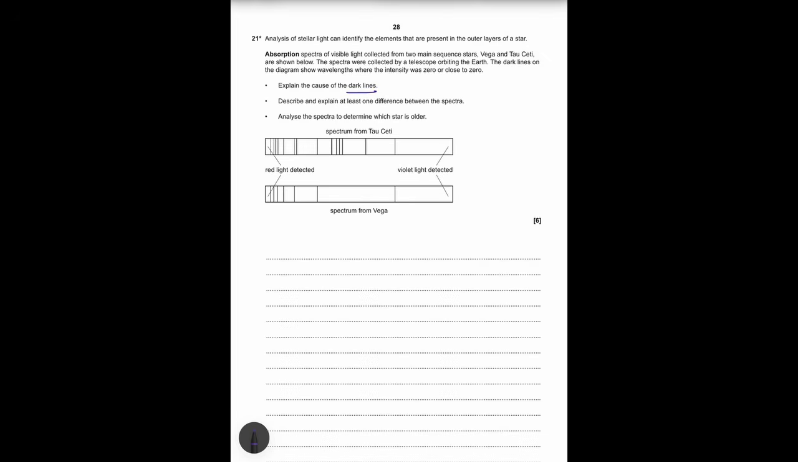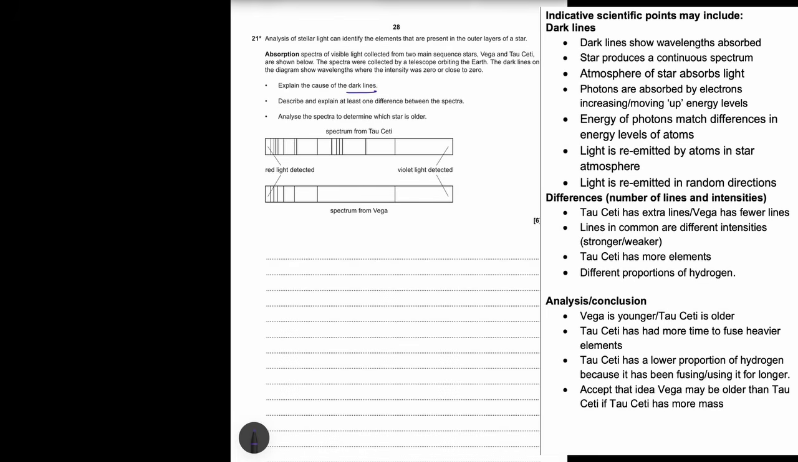Now, there's something on the mark scheme when you see it as well. I'll just go like this. Hopefully that's made it come up now. That is saying, the very bottom bullet point, accept the idea that Vega may be older than Tau Ceti if Tau Ceti has more mass. And yeah, that's true, but it would seem like a really out of order thing for them to put on you, saying the reason it's got more elements is because it's fused more because it's heavier. Fair enough, that's a reasonable explanation. But the fact that they're asking you to analyze the spectra to determine which one is older, that's the only reasonable reason why that one's going to be older.